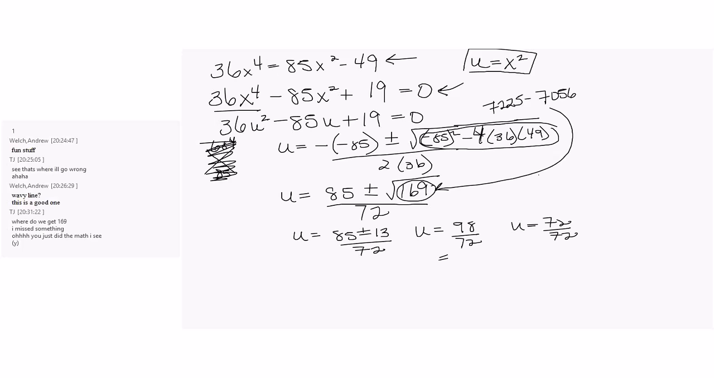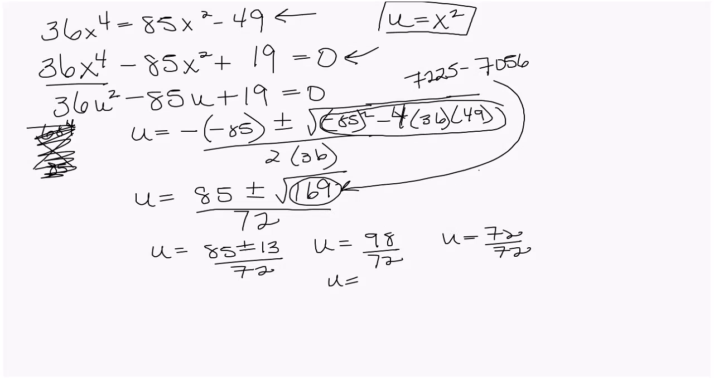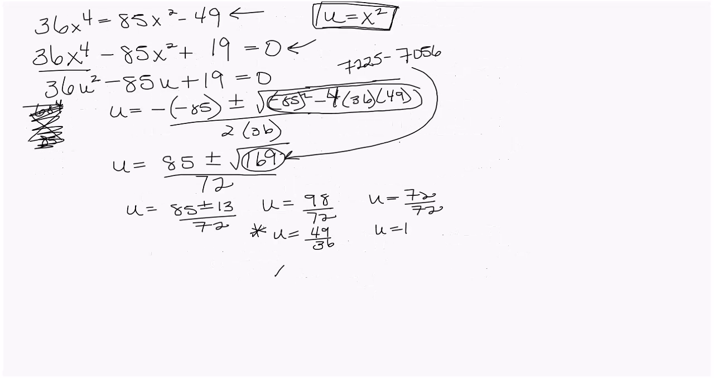I can reduce this fraction of 98 over 72. I can divide each by 2, and I get 49 over 36. And for this one, I get u is equal to 1. So I've just solved what u is, and the big problem is a lot of people go, there, I found the zeros, u is equal to 49 over 36, and u is equal to 1. But you have to remember that at the very beginning we said, no, u is equal to x squared. So we have to go back down here and exchange u for x squared.